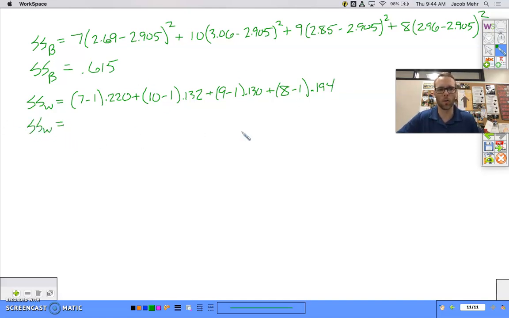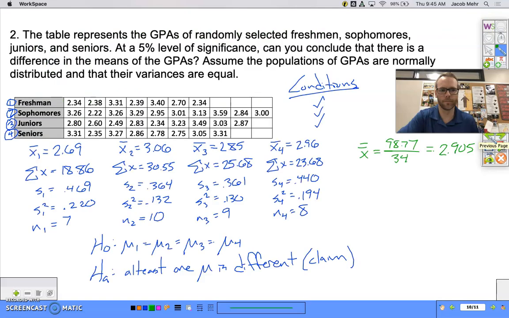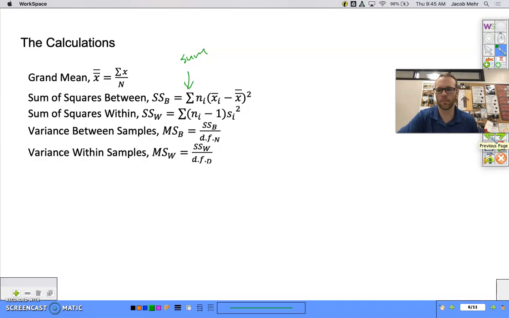All right, I'll pause the video while I calculate that. All right, so for my sum of the squares within, I have 4.906. All right, what's our next calculation?